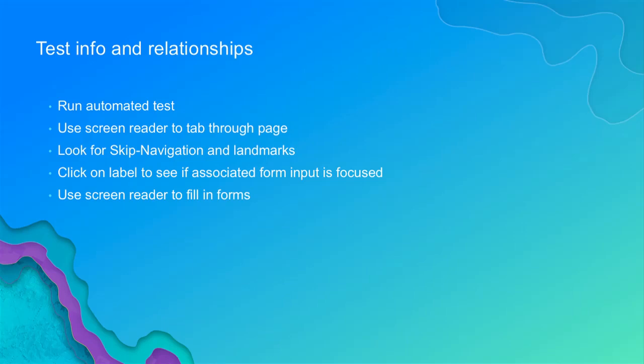You want to click on a label, so this is a test that I didn't know you should do until recently. I learned it from Tao. So you should click on the label to make sure that the form input associated with that label is selected. So if I click on the label, I should be focused on that form input. So that's a nice feature.